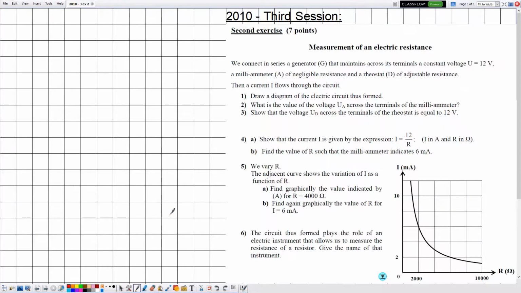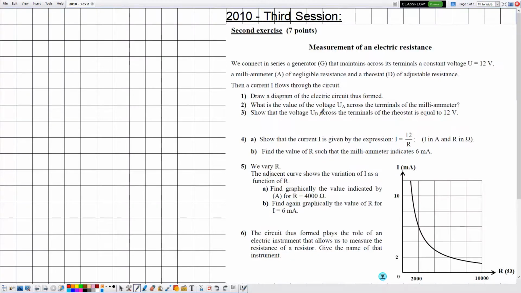Okay, hello everyone, in a new video. In this one we are going to solve an exercise related to electricity in the chapters of DC voltage and resistors. This exercise was a previous one in the Brevet exams in 2010, third session, second exercise. The title of this exercise is Measurement of an Electric Resistance.